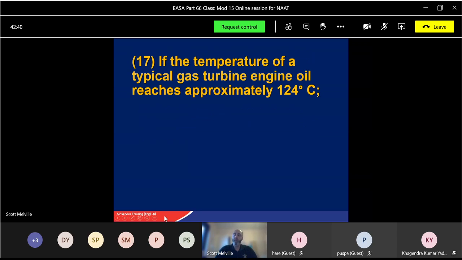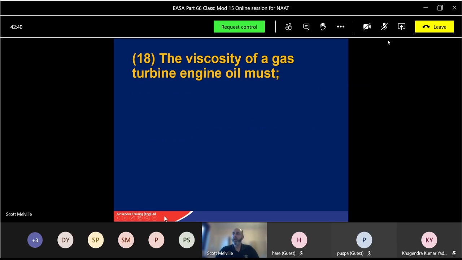17. If the temperature of a typical gas turbine engine oil reaches approximately 124 degrees C, what happens then? Oxidation. Yeah, oxidation. It may become oxidized, therefore altering viscosity, become thick and sticky. Not very good. No use.